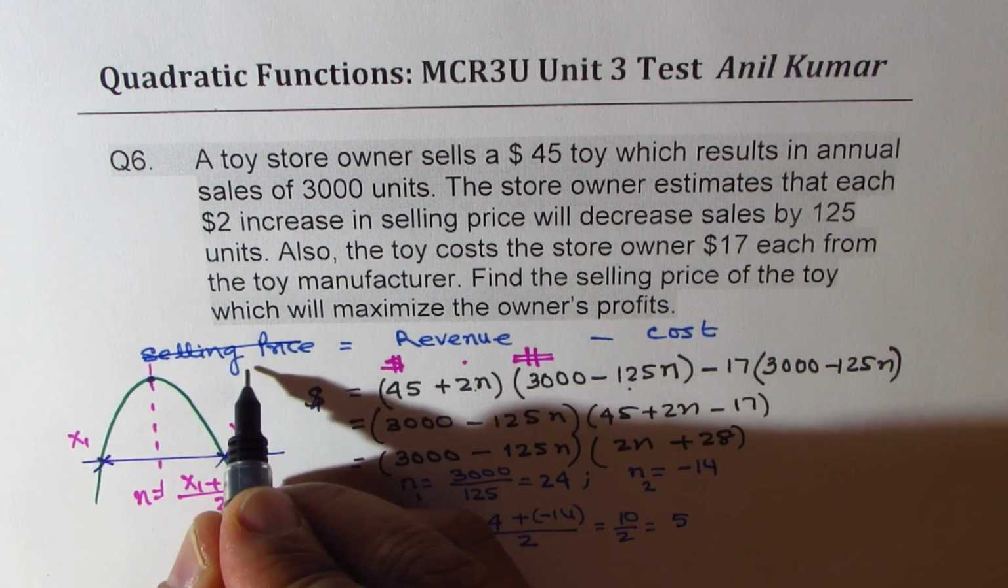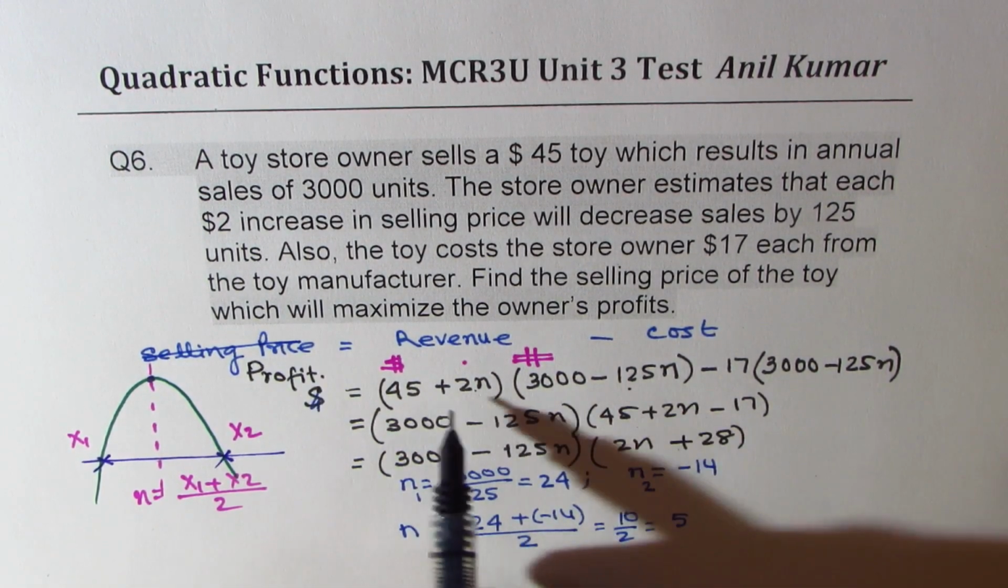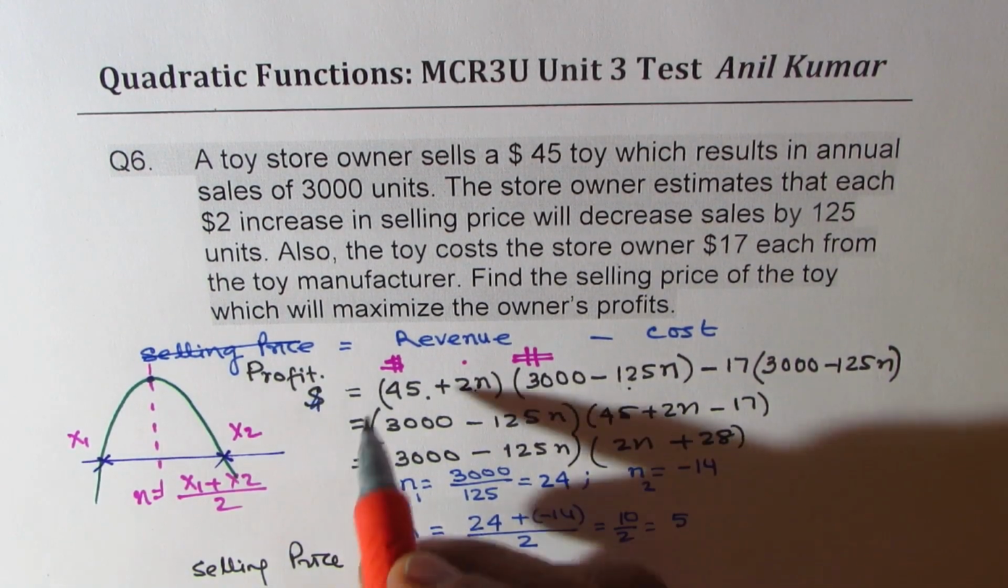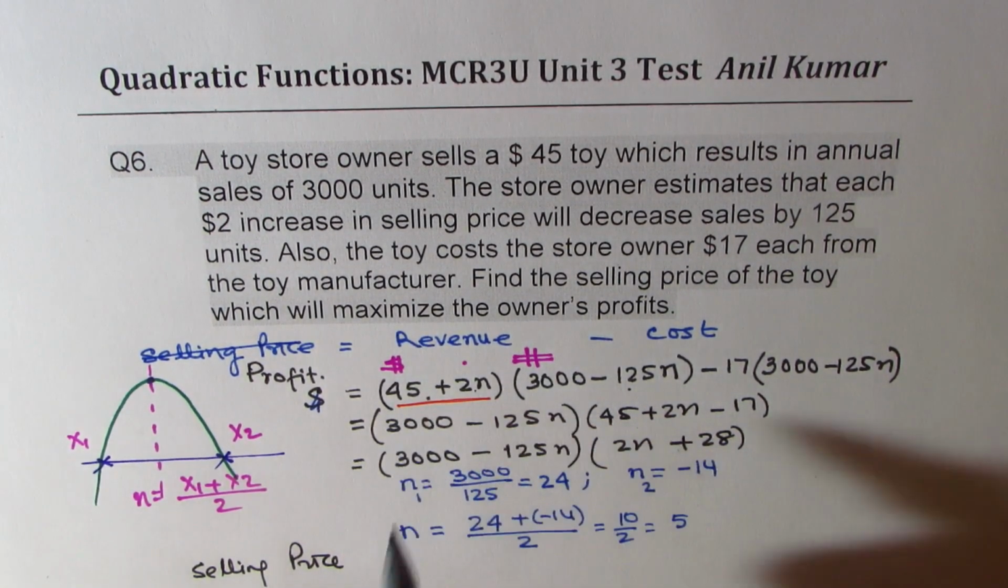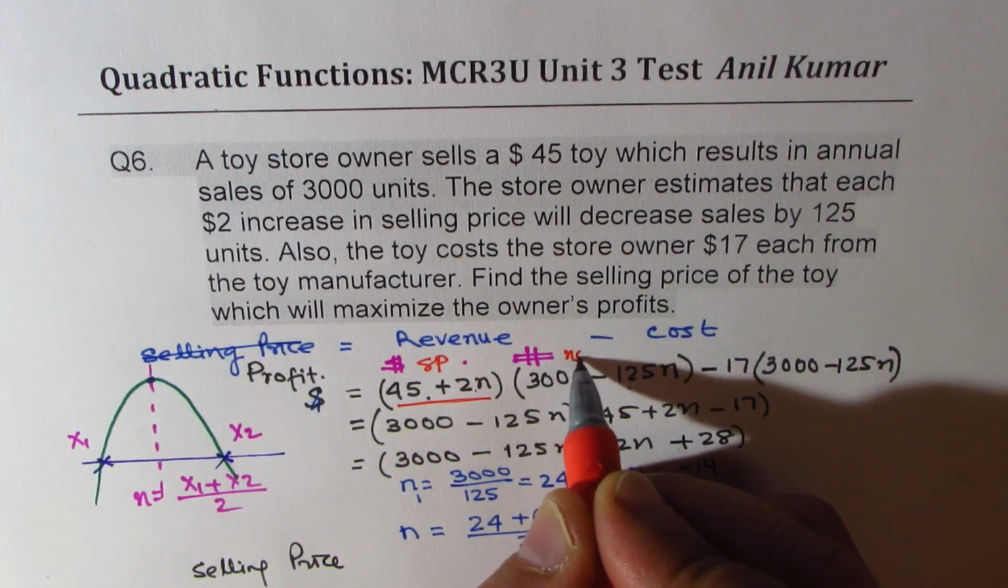This selling price, this is the profit. The selling price is this, right? Okay. So we need to find the selling price. So what is the selling price for us? Selling price is, let me highlight it since I did a mistake there. Okay. This is the selling price. So this is the selling price and that is the number sold.